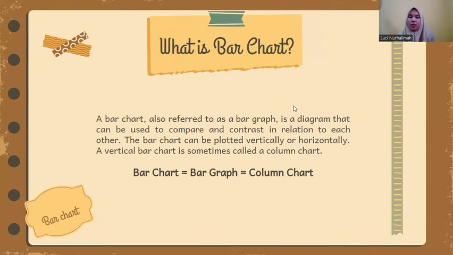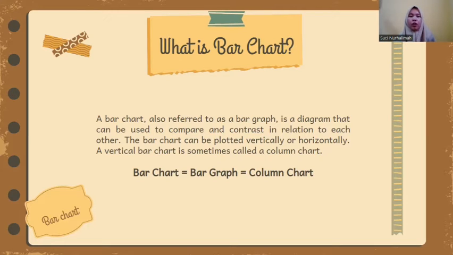We start out by saying that a bar chart, which is also referred to as a bar graph, is a diagram that can be used to compare and contrast data in relation to each other. The bar chart can be plotted vertically or horizontally. A vertical bar chart is sometimes called a column chart. That means bar chart, bar graph, and column chart are the same thing. This is one of the ways of data handling.